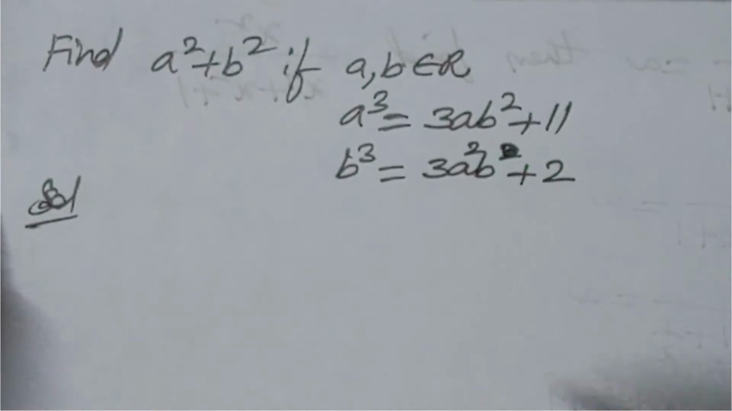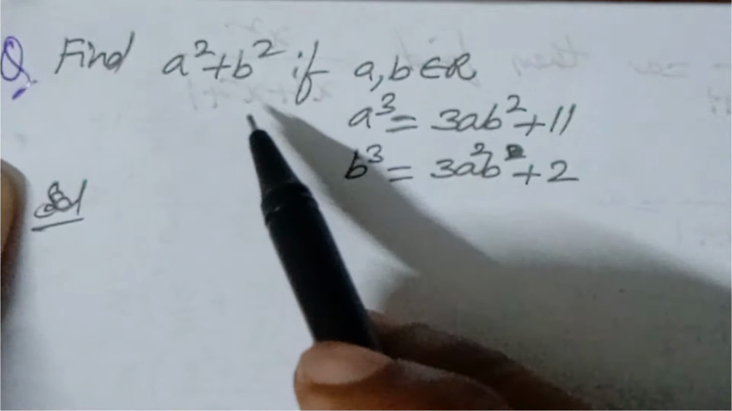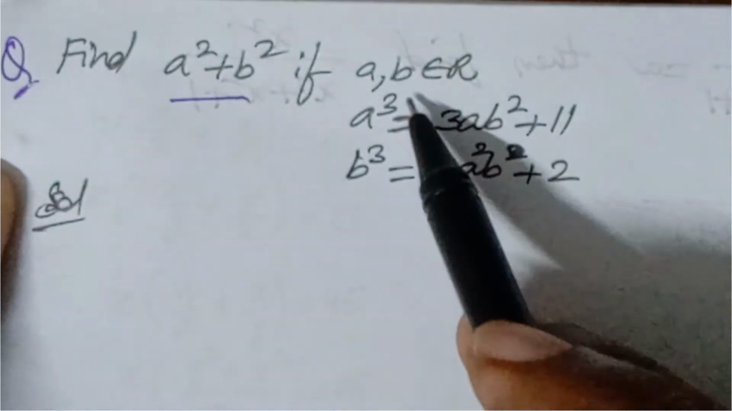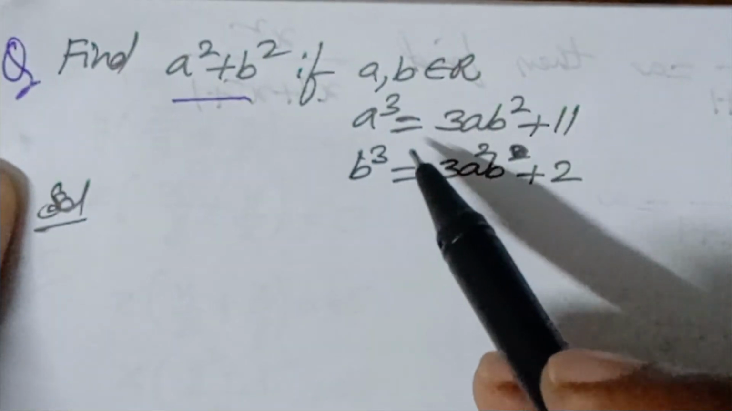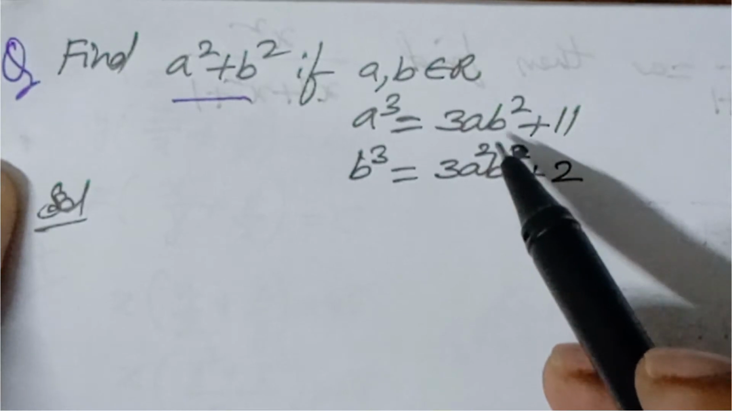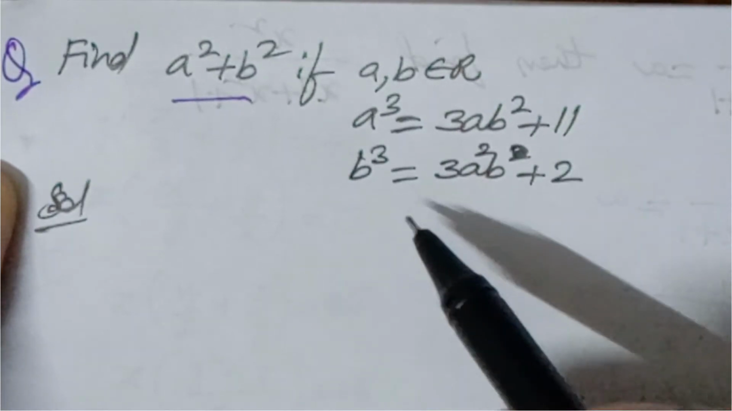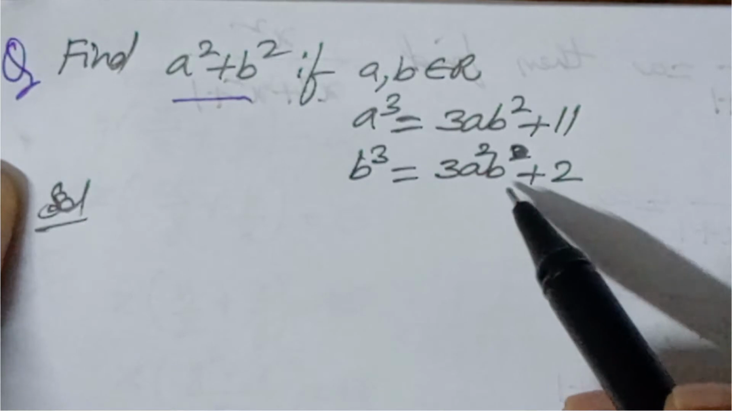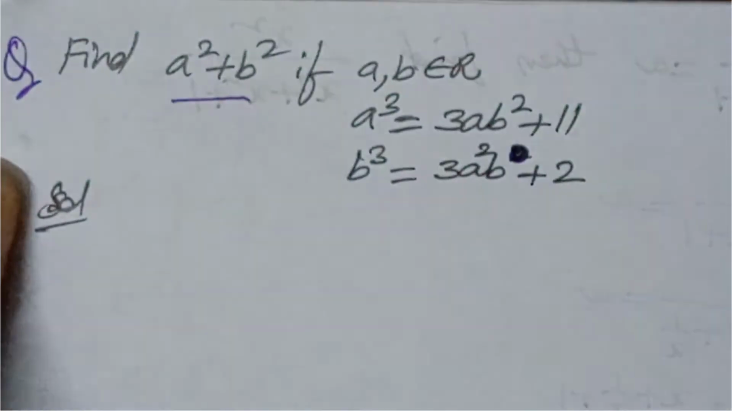Children, welcome to AyaansEasyMath. So the question is: find the value of a square plus b square. If a, b belong to R, a cube is equal to 3ab square plus 11, and b cube is equal to 3a square b plus 2.